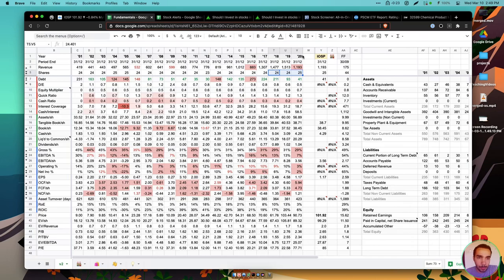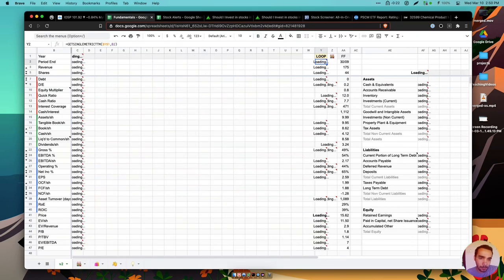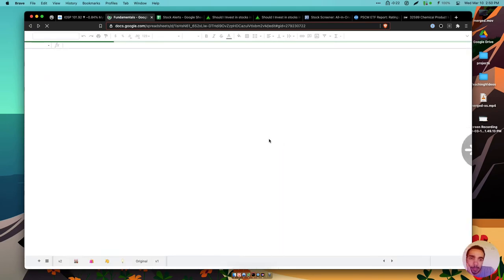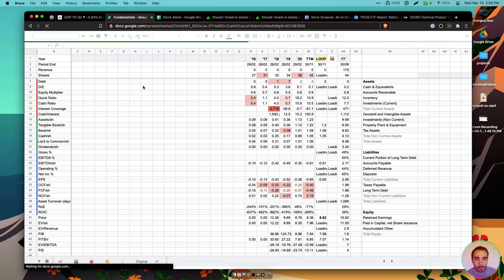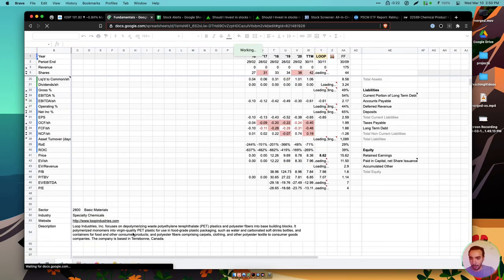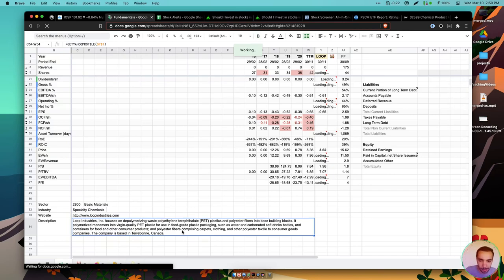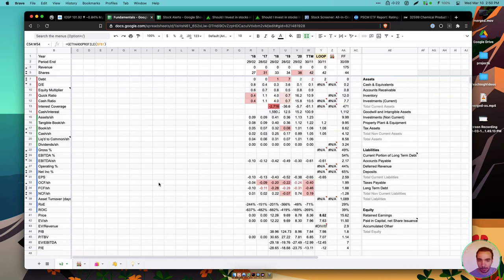Loop. Let's take a look at Loop. Aw, man. I hate it when that happens. Alright, let's see Loop. Depolymerizing waste polyethylene terephthalate, plastics and polyester fibers into base building blocks. Virgin quality PET plastic for use in food grade plastic packaging. Okay. Water, carbonated soft drinks. Nice. It's based in Terrebonne, Canada. Alright, okay. I can see why people would want to buy that.